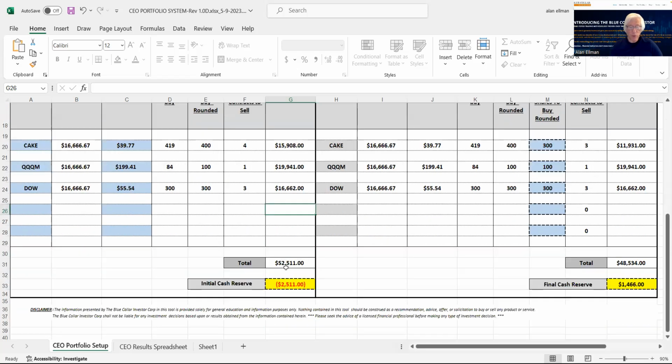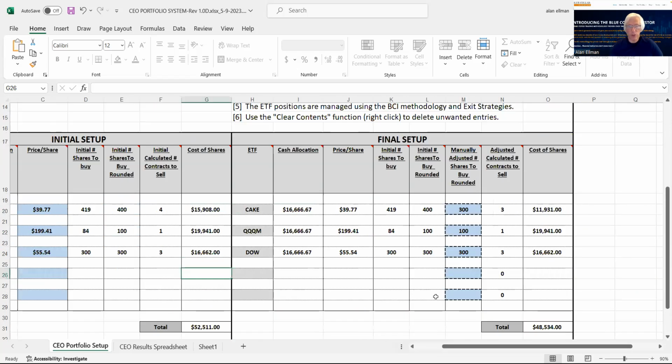But let's see. We scroll down and we see, based on the rounding procedure, we're spending 52,511. Well, that's 2,511 too much, not to mention no cash reserve. So we have to make an adjustment. And that's why we have the right side of the spreadsheet over here for our final setup.